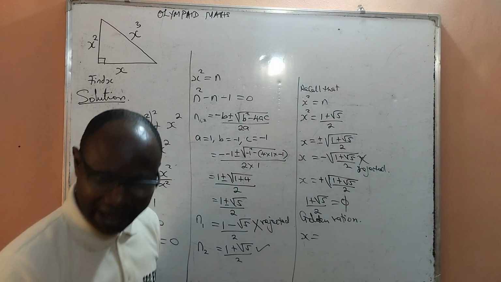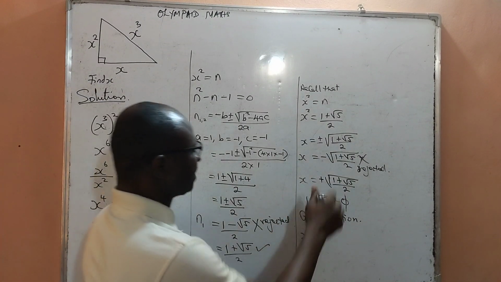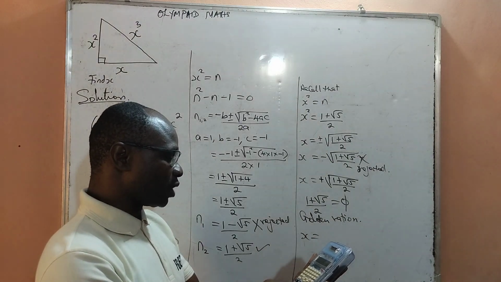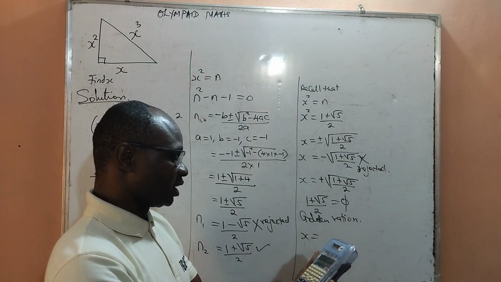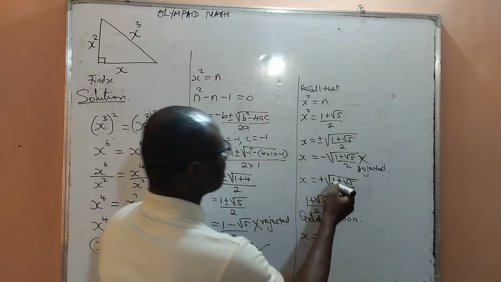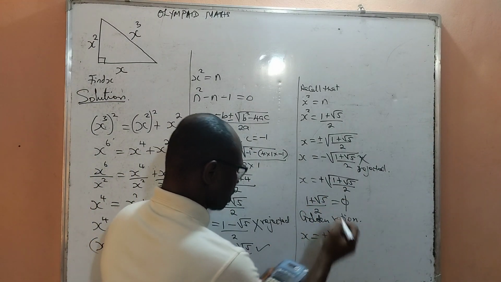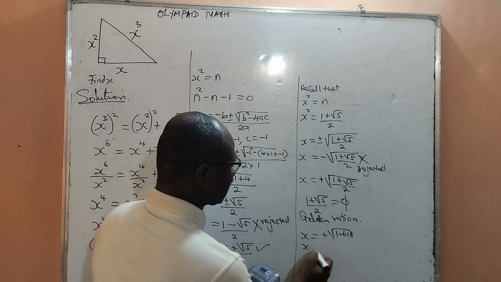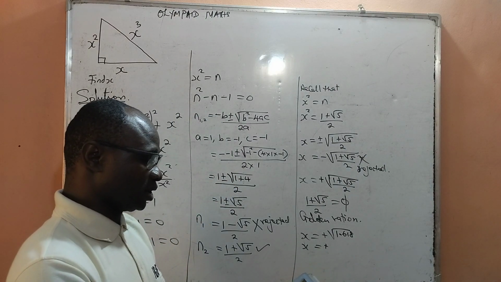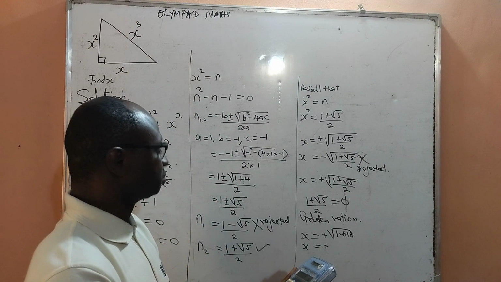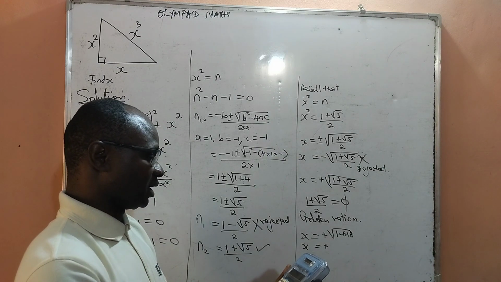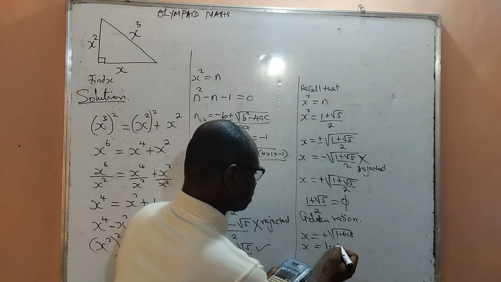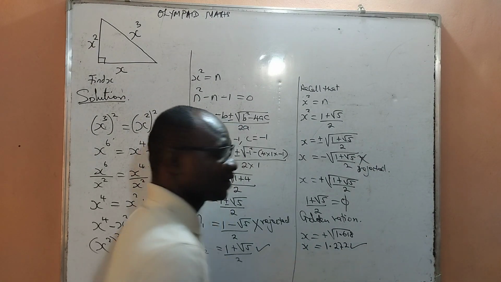but we can also evaluate it and get our answer in decimal. That means I will now find the square root of 5 plus 1, then divided by 2, which gives me 1.618. Meaning that the final value of x is going to be the square root of 1.618, which is equal to plus 1.272, the final value of x.